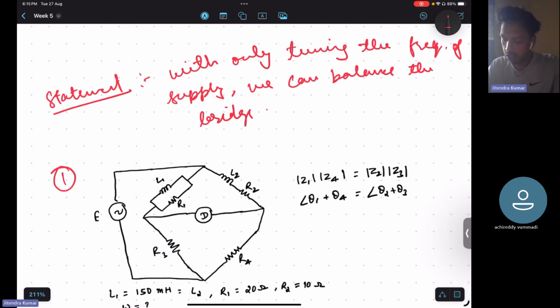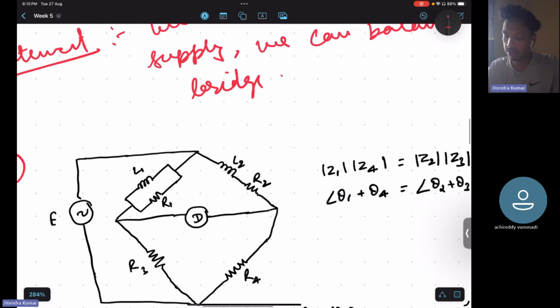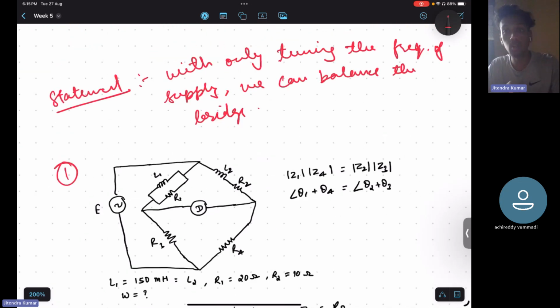See, this is an AC bridge, so frequency is important. Frequency is one parameter, but what other parameter does the bridge balancing depend on? That parameter is also the angle, right? If the angle changes, then we have to tune both of them simultaneously, or we have two dependent parameters to maintain this bridge balancing. So this statement is not true, that with only tuning the frequency of supply we can balance the bridge. We have to also tune either the magnitude or angle. That is the other factor on which balancing depends.